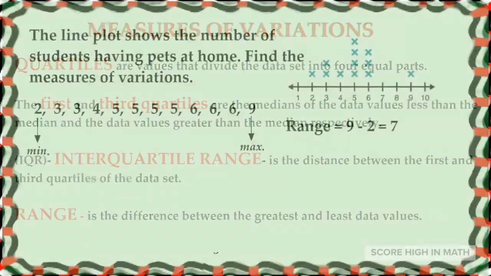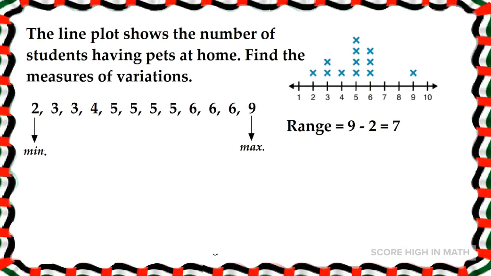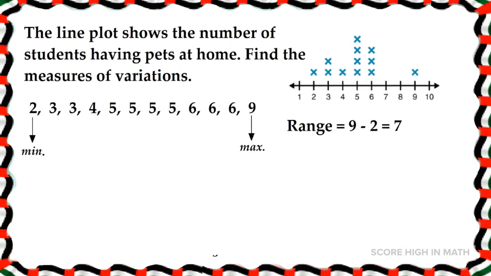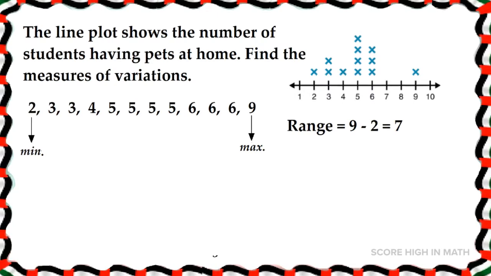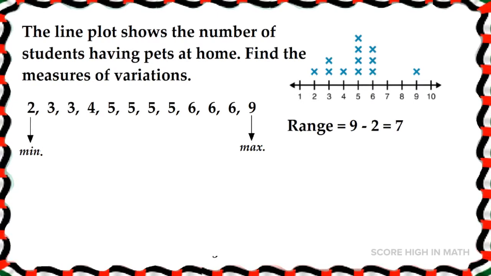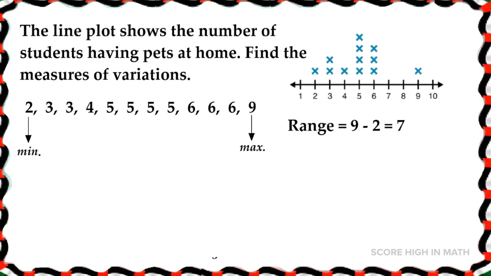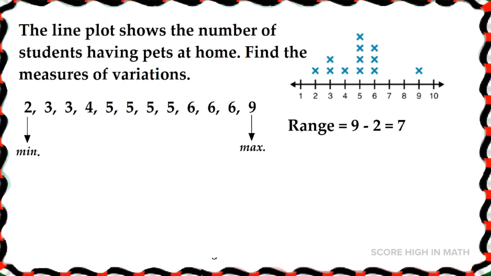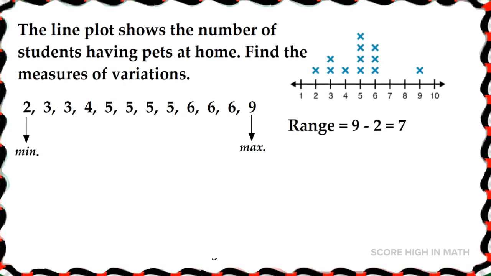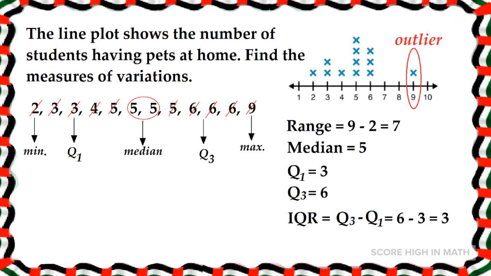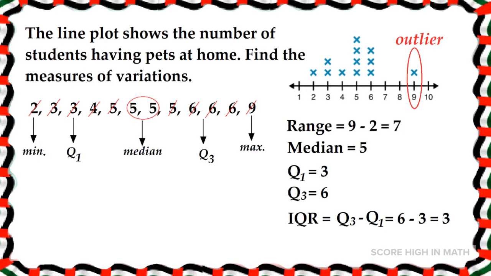Remember that? To remind you guys, whenever you are given any data, line plot, or table, I want you to arrange the numbers given from least to greatest. And from least to greatest, you can find right away the minimum and the maximum. Subtract the minimum from the maximum, and you can get the range. Then, you can cut out all the numbers from both sides starting from the outside until you arrive at the middle number, which is the median.